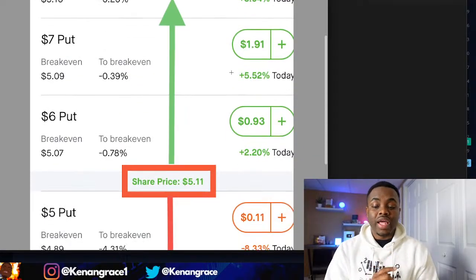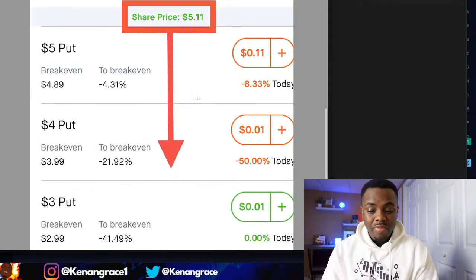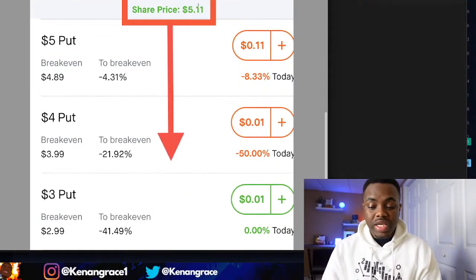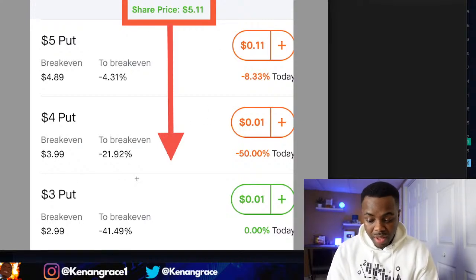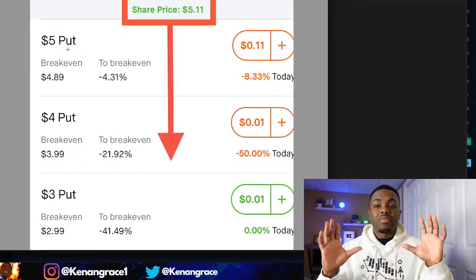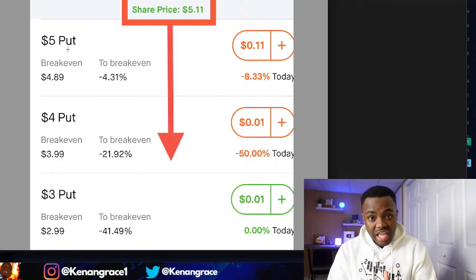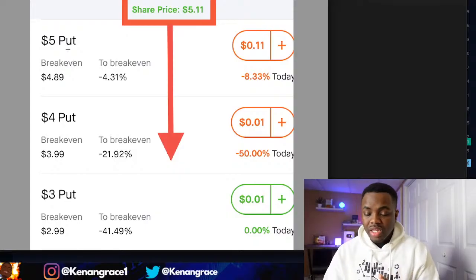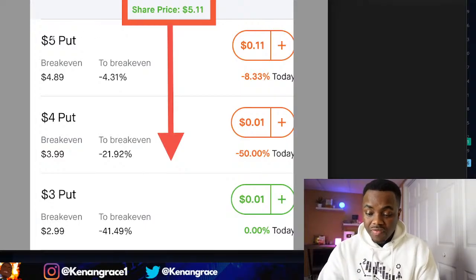Let's go on and look at the out of the money puts, right? The out of the money puts, this means that the share price is 5.11. And all of these put contracts that you can buy, currently, they're out of the money. And they're going to have no worth at expiration if they stay out of the money. If they stay out of the money, they will have no worth. What do I mean by out of the money? That means that the share price is currently higher than any of these strikes. 5.11 is higher than 5. 5.11 is higher than 4. 5.11 is higher than 3.